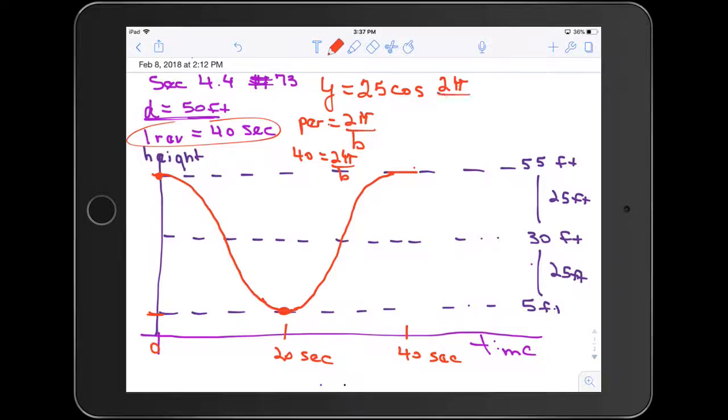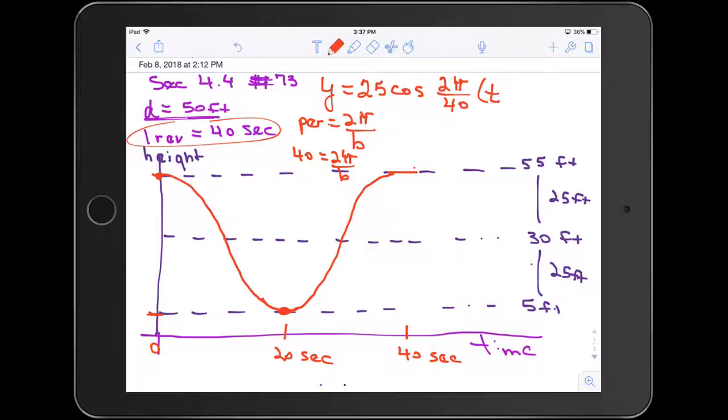So obviously you can simplify that down to pi over 20, but I just want to leave it there so that it's very obvious. T. Now, I do need to shift this because if you remember what the problem said, it asks you how long it takes to go from the minimum point up to that 50 feet. And if you notice, this is starting at the 55 feet.